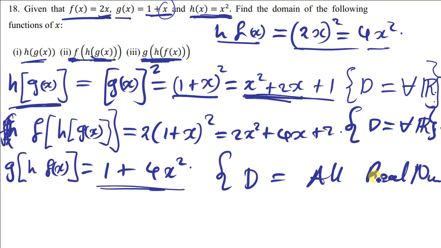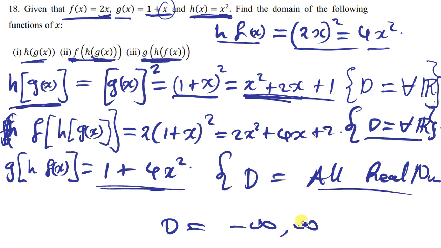If you want, you can write it this way, or you can use the set builder notation form, or you can use the interval notation. With the interval notation, you just say the domain is equal to from negative infinity to infinity. Using the set builder notation, you can also write it. It's also straightforward.